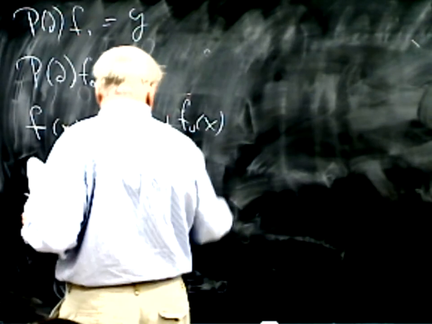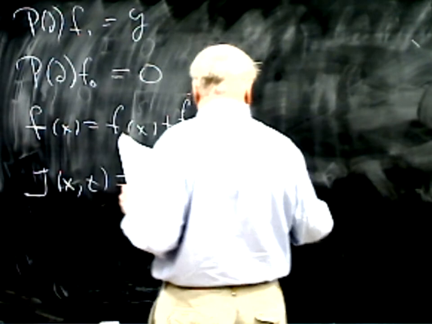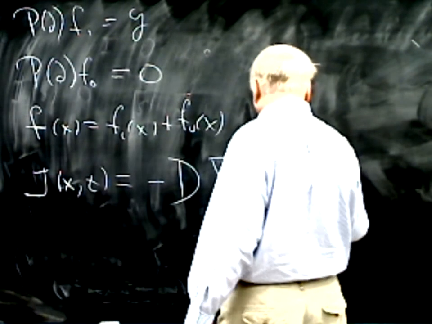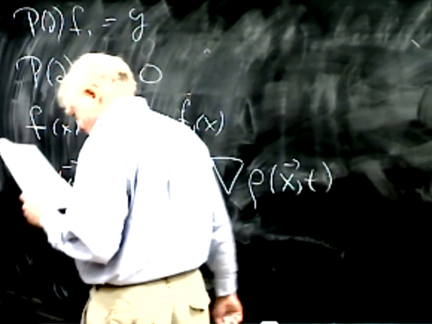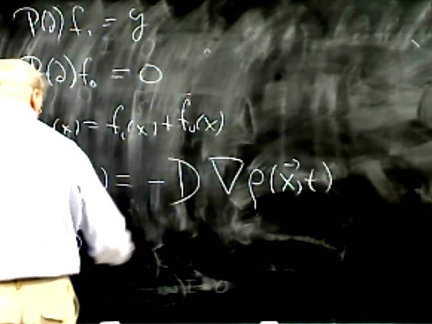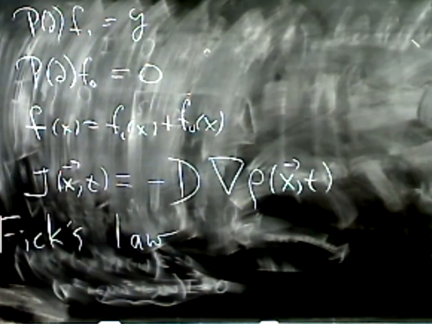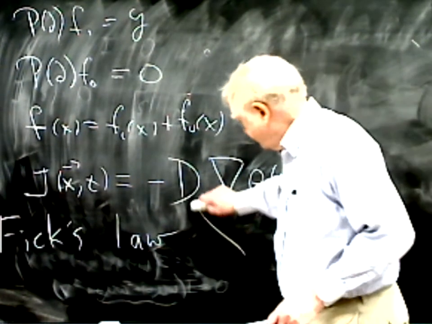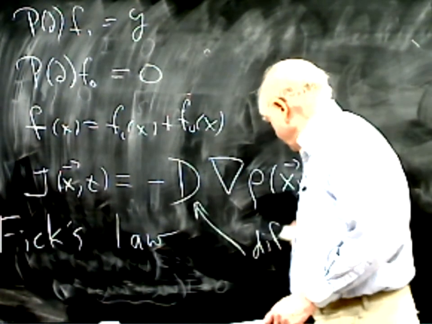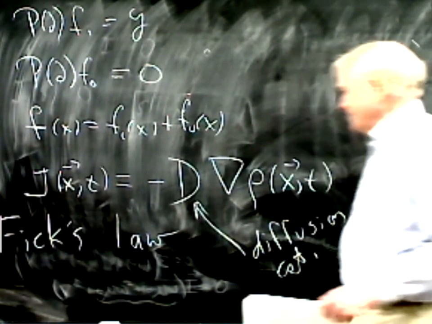is minus the diffusion constant times the gradient of the density of these particles. This is called Fick's law. And it's important in biophysics and makes thermodynamics. This D is called the diffusion constant.